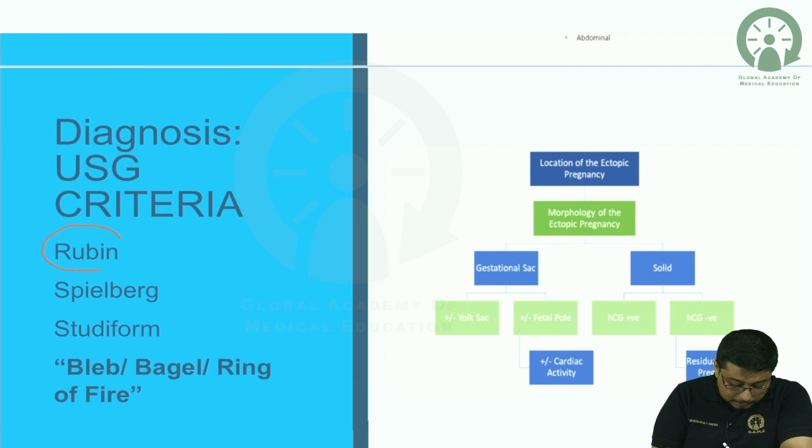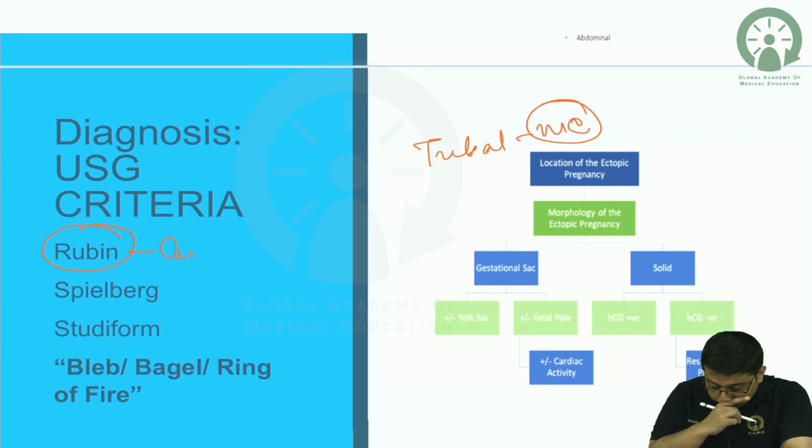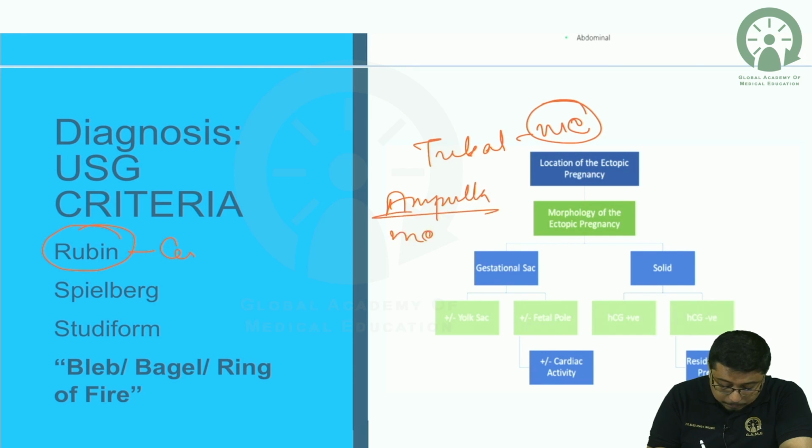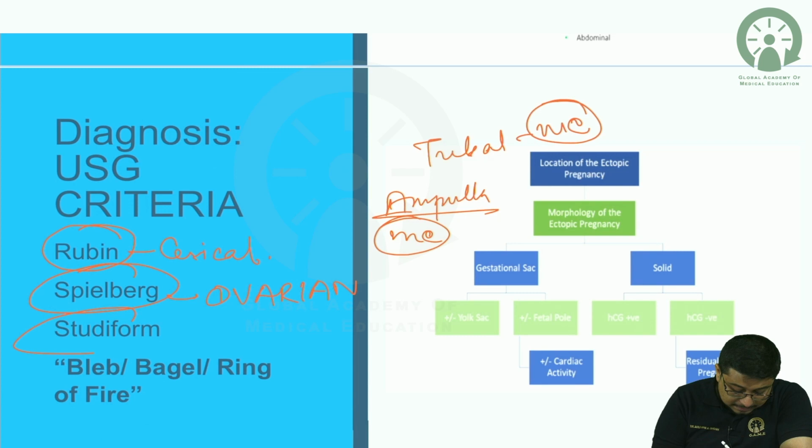Tubal ectopic is most common, and among tubal ectopics, the most common site is the ampulla. If it is cervical, then Rubin's criteria is to be applied. If it is ovarian, Spiegelberg criteria is the diagnostic criteria. Studdiford criteria is for abdominal ectopic pregnancy, which is really rare.